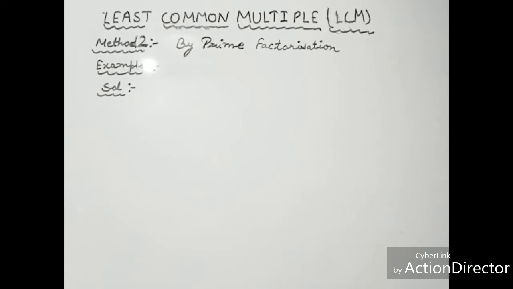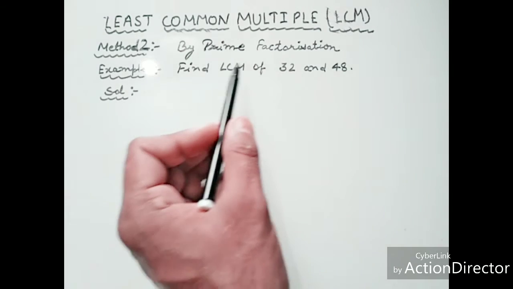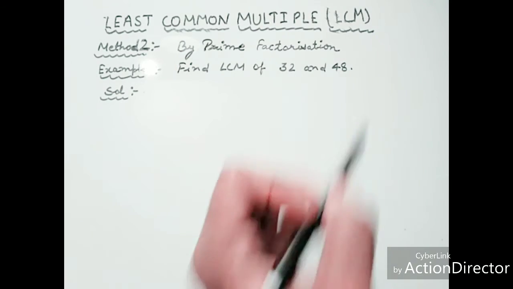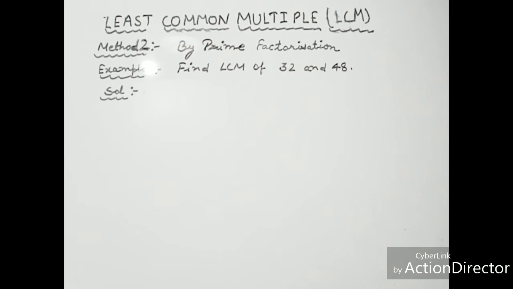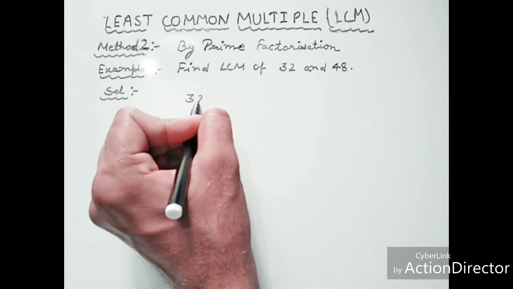Students, here we will discuss another method, method number 2, finding least common multiple or LCM by prime factorization method. Now students, we solve examples related to LCM using the prime factorization method. Find the LCM of 32 and 48. First we factorize the given numbers by prime factorization method. So first we factorize number 32.